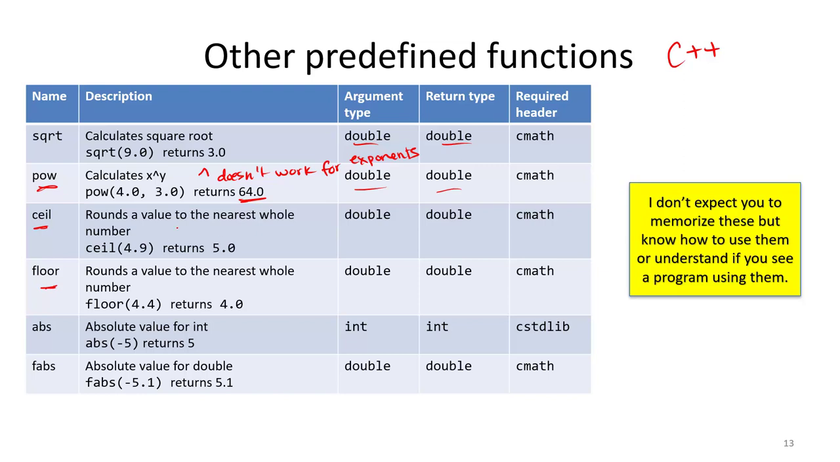We also have ceiling and floor, so these would round for us. And then we also have absolute value functions, both for ints and doubles. For the purpose of this class, I don't expect you to memorize every single predefined function that exists. But if I were to ask you to write a program that requires them, I would expect that you know where to find these functions and understand how to use them.